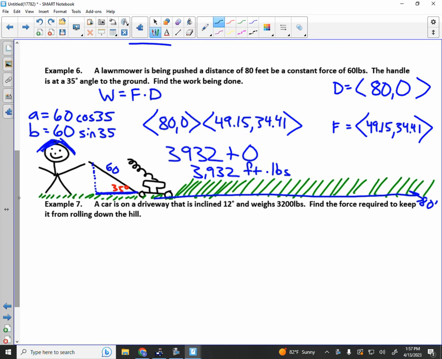Tomorrow we have a couple of word problems to do that are a little bit more challenging. And that will end our unit.